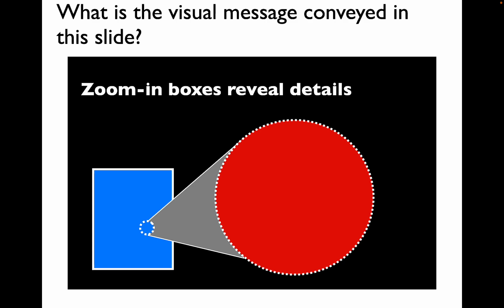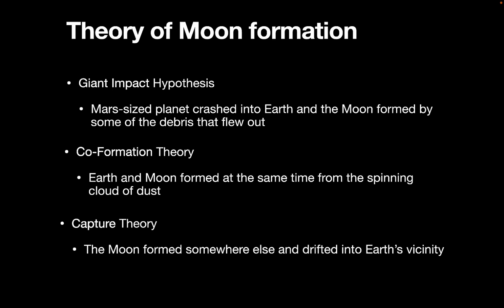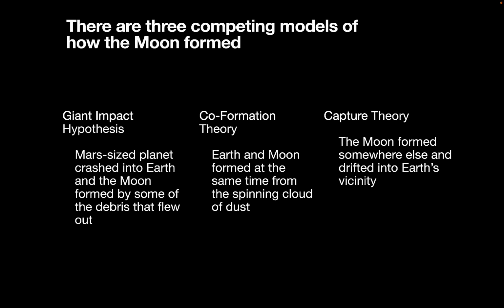So let's go ahead and give a try to using these tools of layout with some slides that I found on the internet. So this one's kind of a straight up text heavy slide, the theory of moon formation, and it's got these 3 different ideas about how the moon formed. And so I think I've articulated what the point of this slide is: that we need to say that there are 3 competing models of how the moon formed.